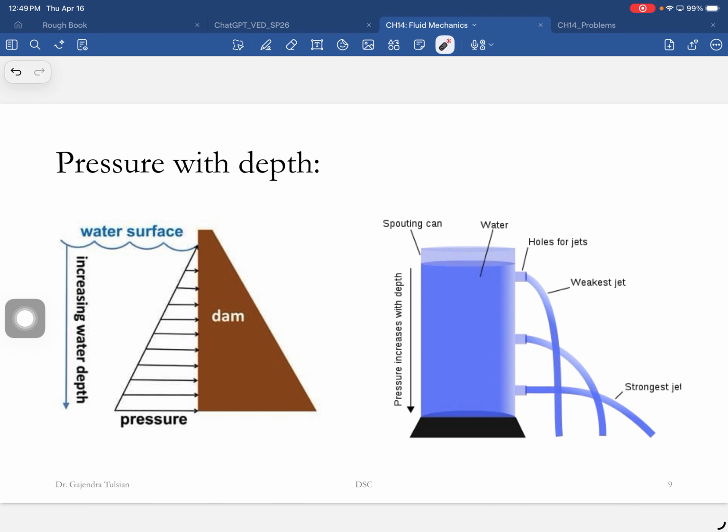Here's another demonstration of pressure increasing with depth. The speed at which this water comes out depends on the pressure here minus the pressure here. The pressure here is atmospheric pressure. So the greater the pressure difference, the greater the speed at which this liquid comes out.